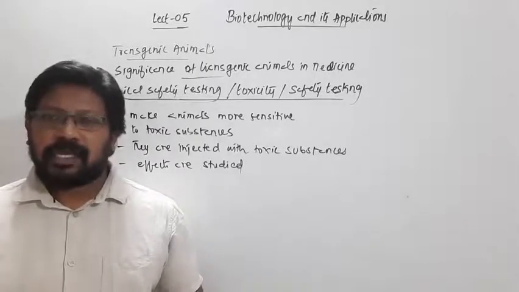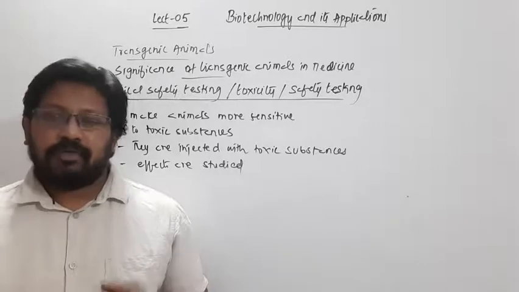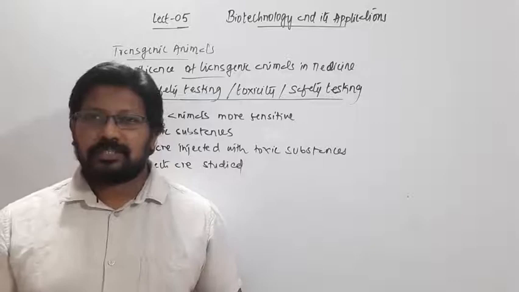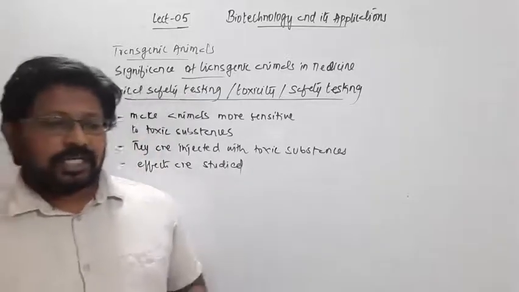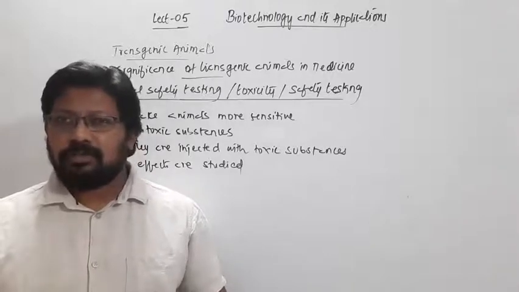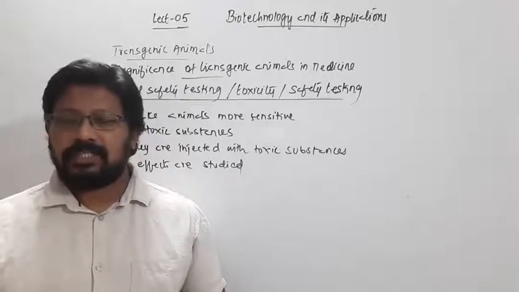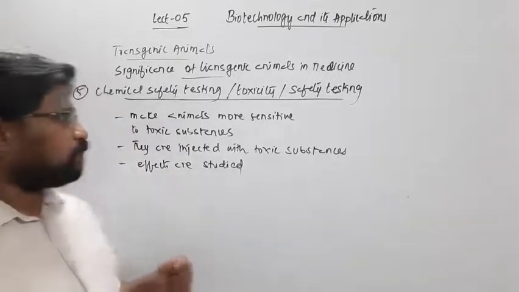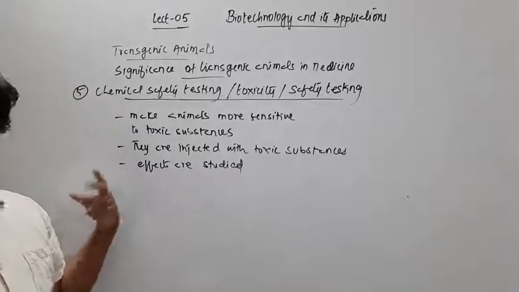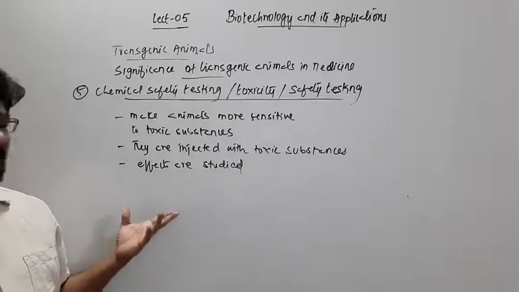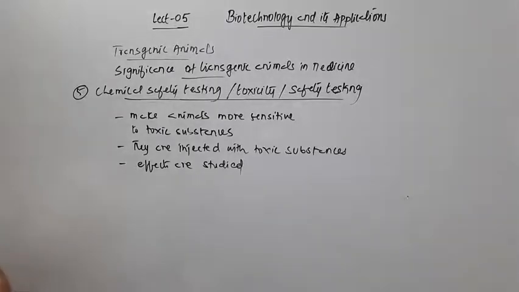So all that will be calculated before release, even for things like pesticides. Suppose the pesticides that we use in agriculture to kill pests: their safety will also be determined by using these transgenic animals, like these transgenic mice. First they will be made more sensitive to that toxic substance, then they will be injected with that toxic substance, and whatever effects are shown by the transgenic animals will be noted.